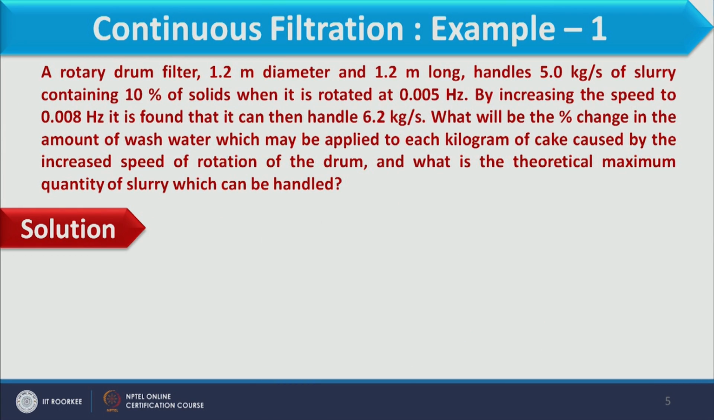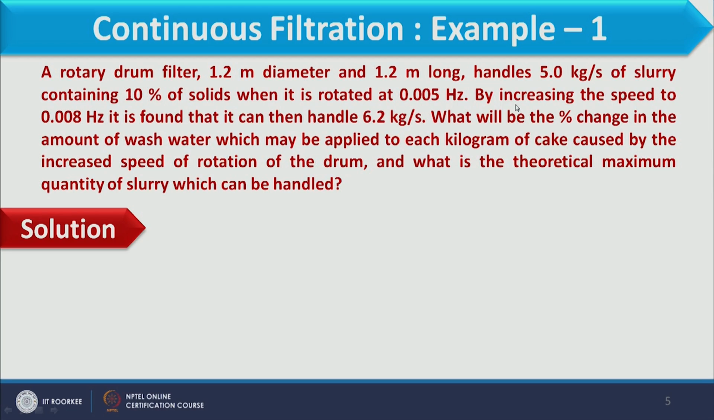Now to demonstrate how the calculation of continuous filtration is carried out, we have taken one example. Here a rotary drum filter has a diameter of 1.2 meter and a length of 1.2 meter. It handles 5 kg per second of slurry containing 10% solid when it is rotated at 0.005 Hertz. By increasing the speed to 0.008 Hertz, it is found that it can then handle 6.2 kg per second of slurry.